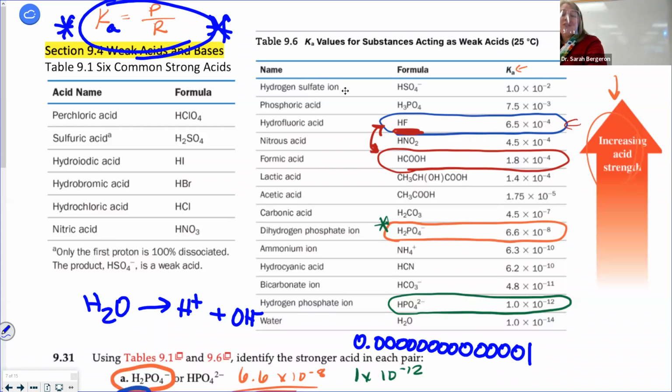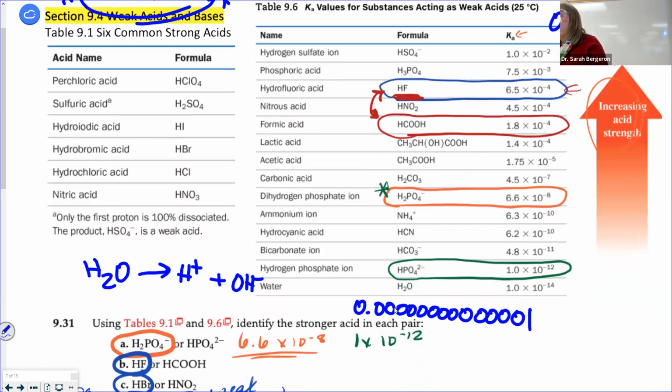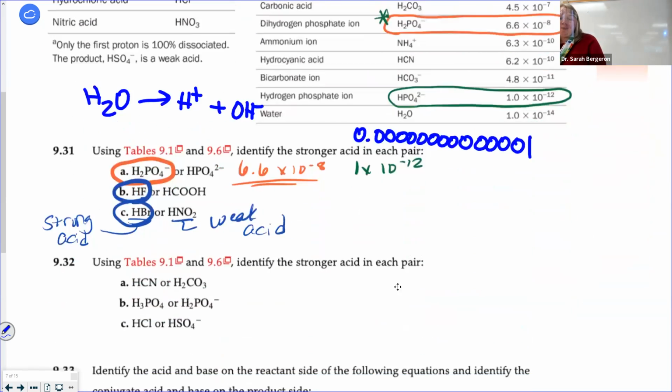But if I look at my hydrogen sulfate ion, HSO4 minus, that's 1 times 10 to the minus 2. More of HSO4 minus is going to lose that hydrogen than water. So it makes it a stronger acid. They're all still weak, but hydrogen sulfate ion is a stronger acid. Okay? So I'm not giving you this arrow. Do you realize that? I'm not giving you this arrow, but you know that water is weak. So you can answer anything knowing that.